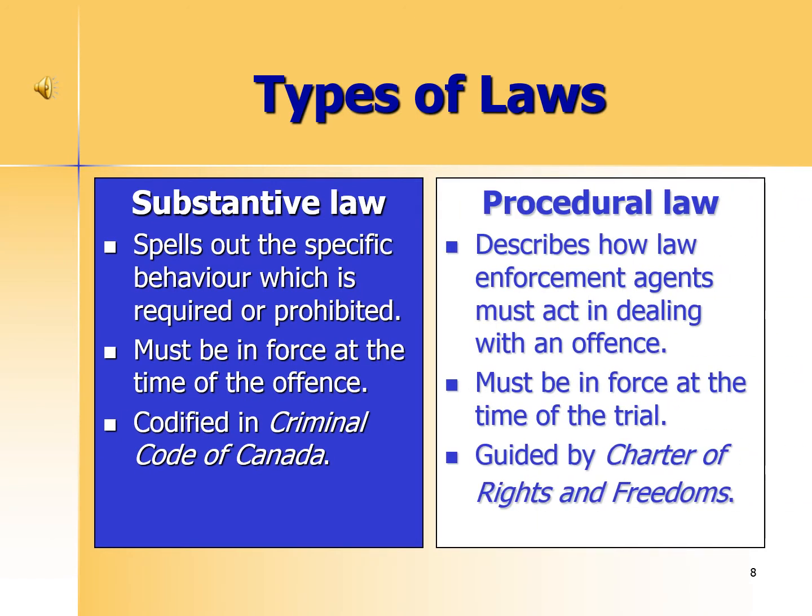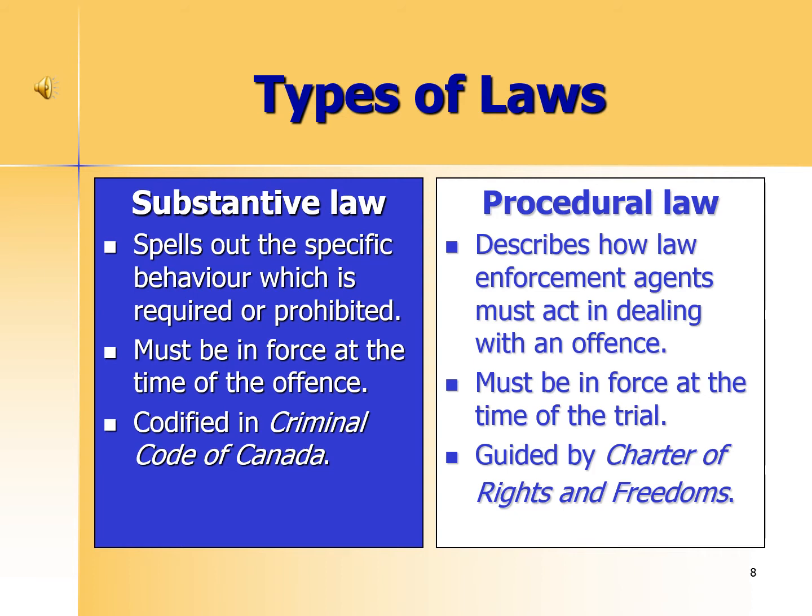Another couple broad ways we can classify criminal laws is whether they're substantive or procedural laws. So a substantive law is a law that spells out the specific behavior which is required or which is prohibited. So in the context of the criminal code, substantive laws are those sections or parts of the criminal code that basically prohibit certain behaviors, whether it's sexual assault or theft or robbery, whatever. And so basically much of the Criminal Code of Canada is made up of substantive laws, sections that identify what types of behaviors are prohibited and the penalties for these behaviors.